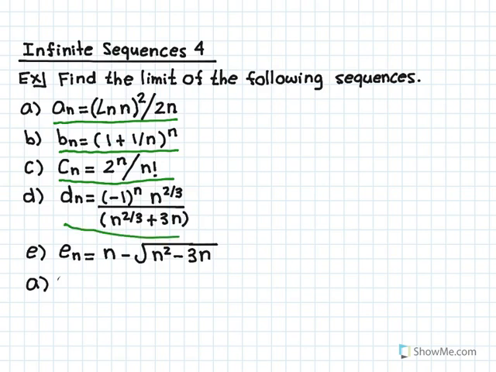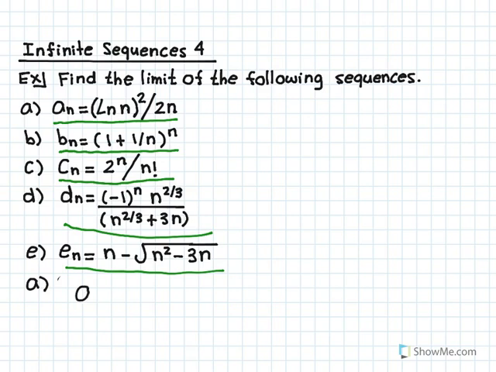Part D, d_n is equal to (-1)^n times n^(2/3) divided by n^(2/3) + 3n. And part E, e_n is equal to n minus the square root of n squared minus 3n. In all of these 5 questions, we have to find the limit of the sequence as n goes to infinity. Let's look at part A.